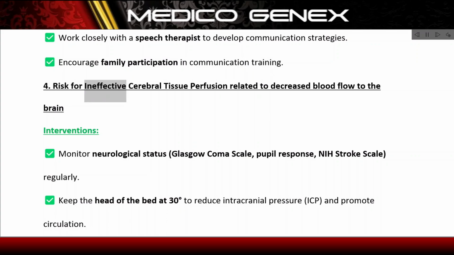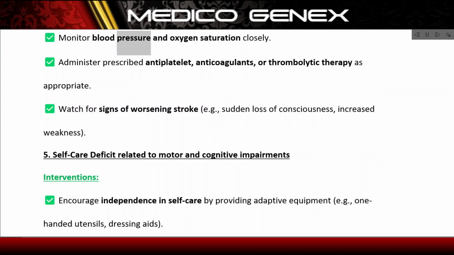4. Risk for ineffective cerebral tissue perfusion related to decreased blood flow to the brain. Interventions. Monitor neurological status, Glasgow Coma Scale, pupil response, NIH stroke scale, regularly. Keep the head of the bed at 30 degrees to reduce intracranial pressure, ICP, and promote circulation.